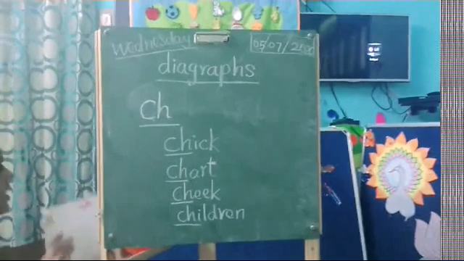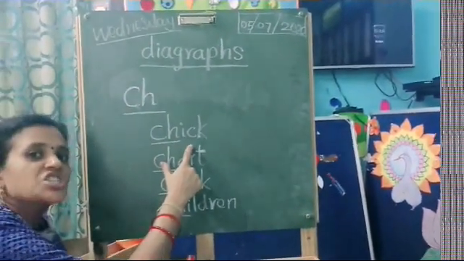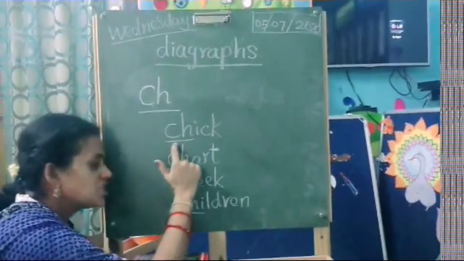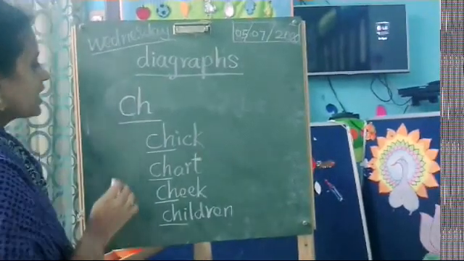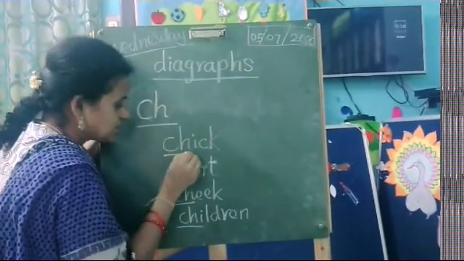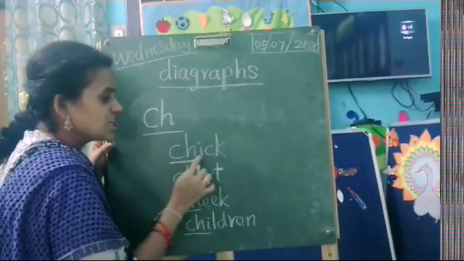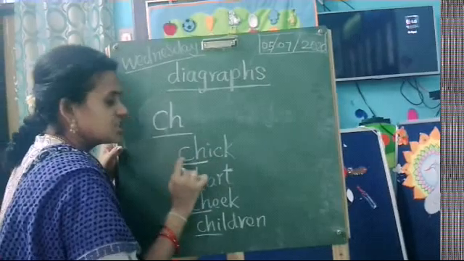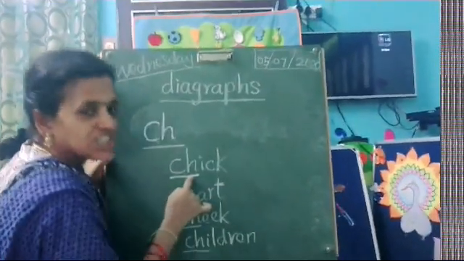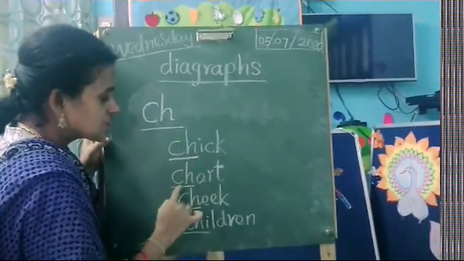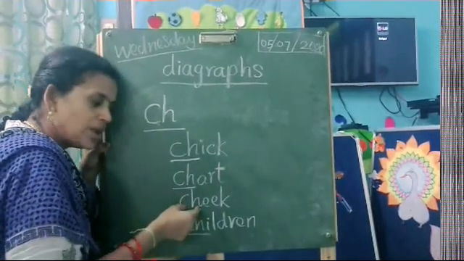Ma'am has written 4 words over here. What is this word? Chick. What is this word, baby? Chick. So this word starts with what digraph? CH. How to pronounce? Chick. So this chick starts with CH. Next, ch, ch, chart. You have to join these 2 letters.